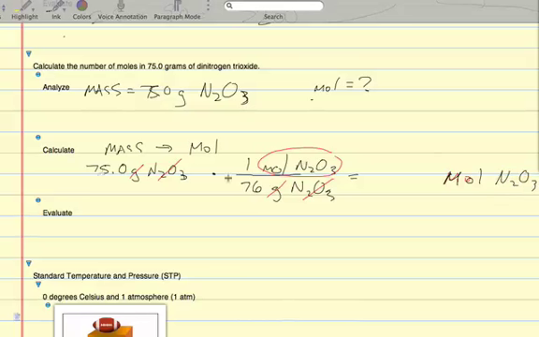I do the math. 75 grams is left in the numerator, and 76 is in the denominator. When I take 75 and divide by 76, I am left with 0.987 moles of N2O3.